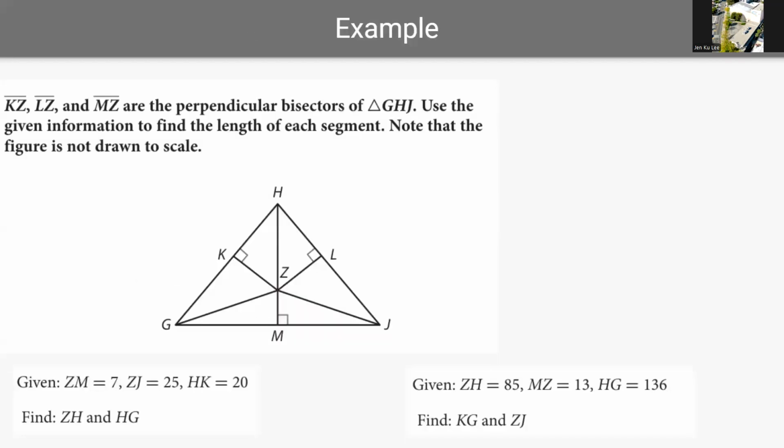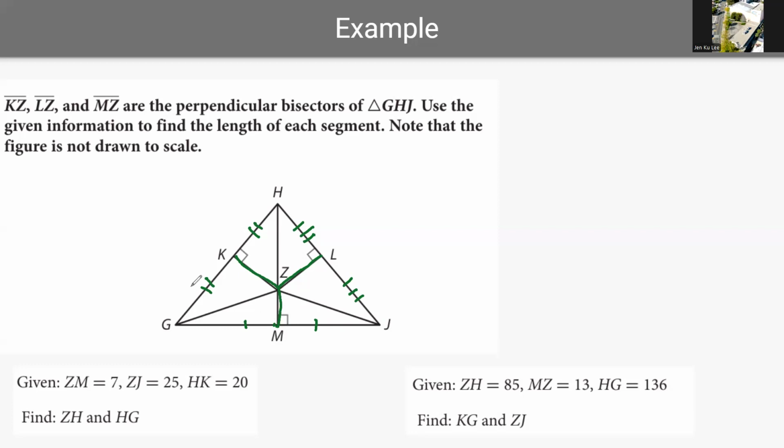Okay, so this is my next slide. And it's an example of using that. Okay? So KZ, LZ, and MZ are all perpendicular bisectors. So they're given that they're already perpendicular. So I'm just going to draw little tick marks to showcase that they're all equal bisectors, right? So MZ, for example, bisects GJ. Okay, and so on and so forth.